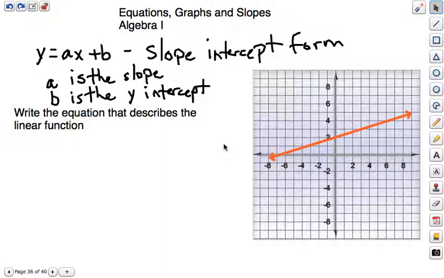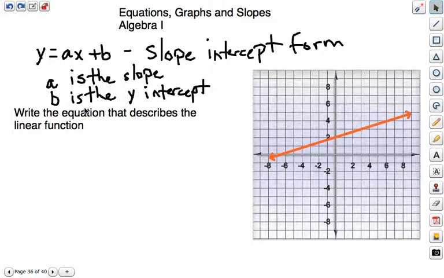Let's look at how to write an equation when given a line, and also we're going to do an example where we have to graph the equation. So the first one here, write the equation that describes the linear function.